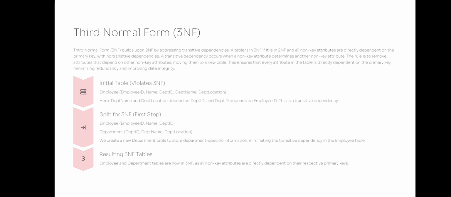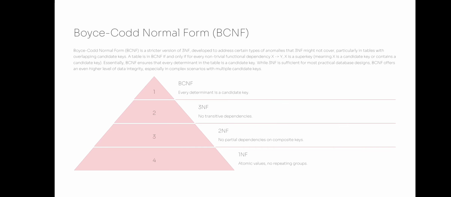First table: employee ID, name, department ID. Second table: department ID, department name, and department location. We create a new department table to store department-specific information, eliminating the transitive dependency in the employee table. Resulting 3NF tables: the employee and department tables are now in 3NF, as all non-key attributes are directly dependent on the respective primary key.